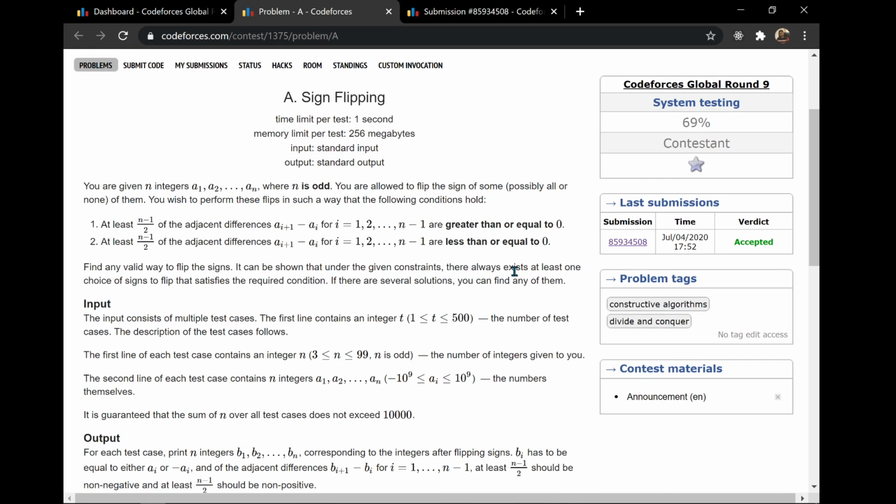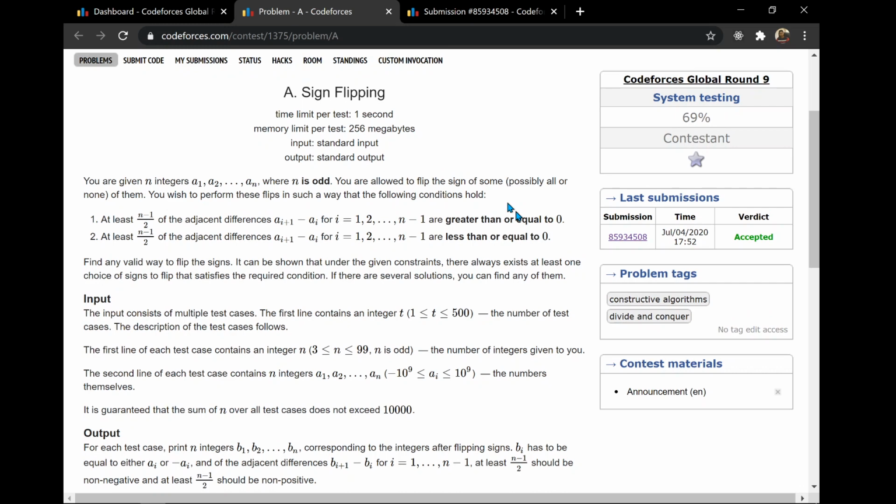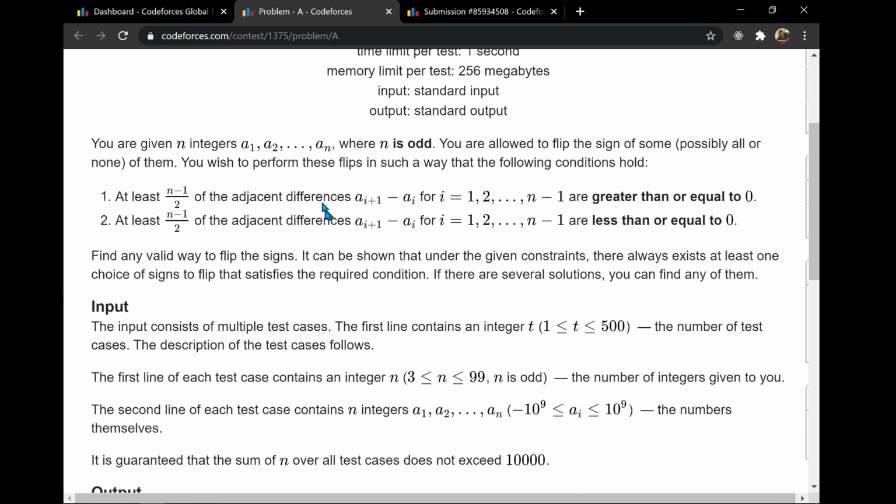Hey guys, welcome to Clear and Crisp Coding, and in this video we will be discussing the solution of Codeforces Global Round 9 problem A, Sign Flipping. This was a really great problem on arrays, which was an ad hoc type problem. So here is the problem statement.